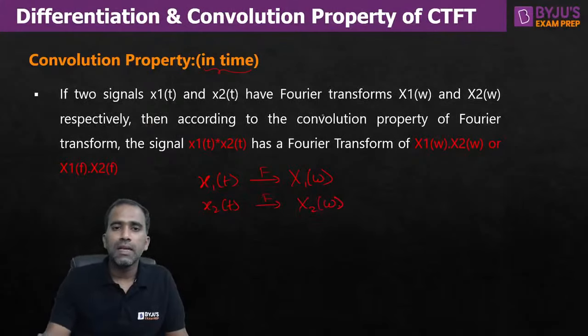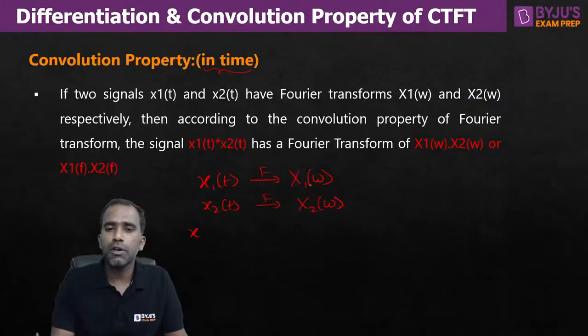Okay. Then according to the convolution property of the Fourier transform, if you know two signals and their Fourier transforms, only then can we apply this property. If you don't know the two signals and their corresponding Fourier transforms, you can't apply it, because how can you apply this property without knowing them?